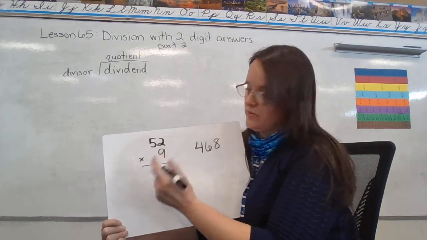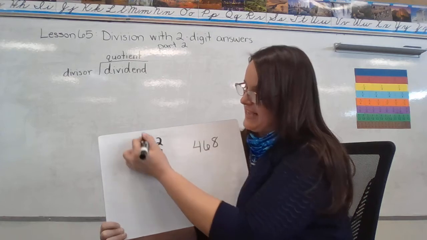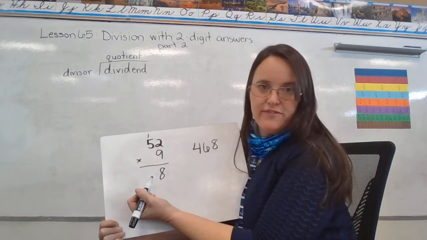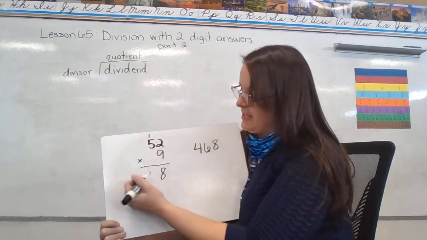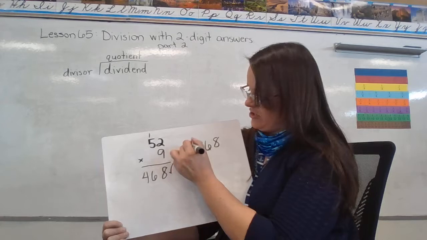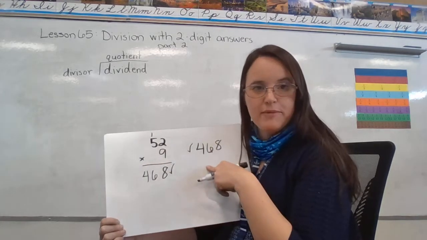9 times 2 is 18. Carry my 10 there. 9 times 5 is 45 plus 1, 46. And check, check. We have the same number.